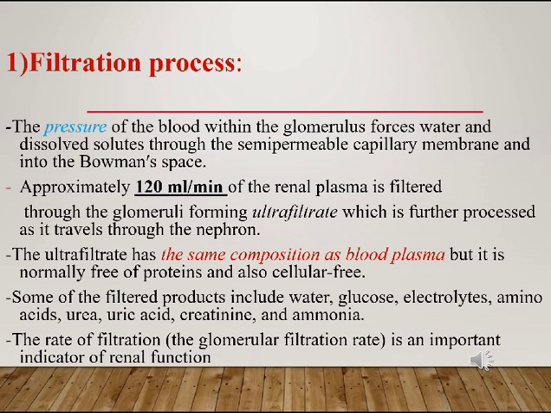The ultrafiltrate has the same composition as blood plasma, but it is normally free of protein and also cell free. Some of the filtered products include water, glucose, electrolytes, amino acids, urea, uric acid, creatinine, and ammonia. And the rate of filtration, that is the glomerular filtration rate, is an important indicator of renal function.